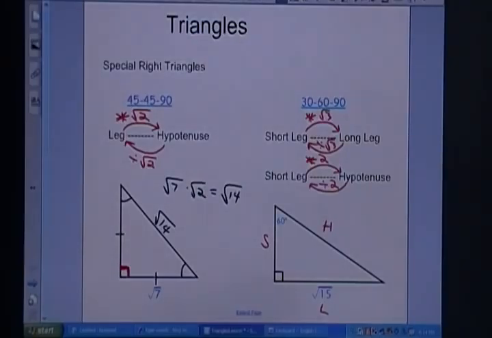Now, given what we have up here, we start with the long leg. If the long leg is root 15, how do we go from a long leg to short leg? Well, we have to divide. So this S would be root 15 divided by root 3, and that would end up becoming root 5 for us. Now, we have root 5 as our short leg. How do we go from short leg to hypotenuse? Well, we're going to use our rule. We're going to multiply by 2. So the hypotenuse in this case would be 2 times root 5. Okay.